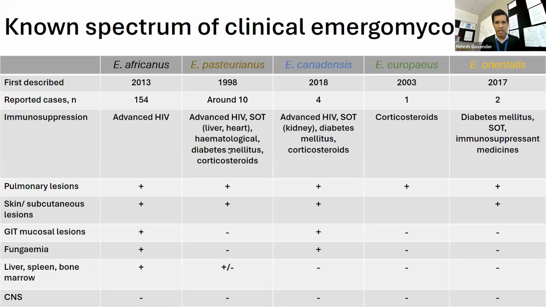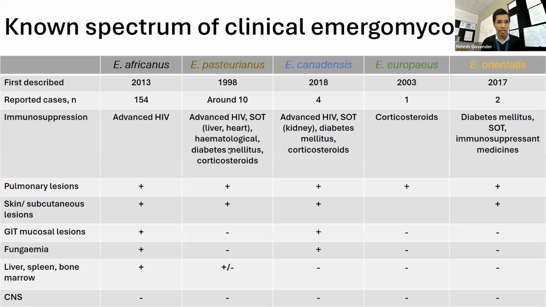So from Germany, Emergomyces europaeus has caused limited pulmonary disease in a patient. And then in Canada, a patient with Emergomyces posteriornis.